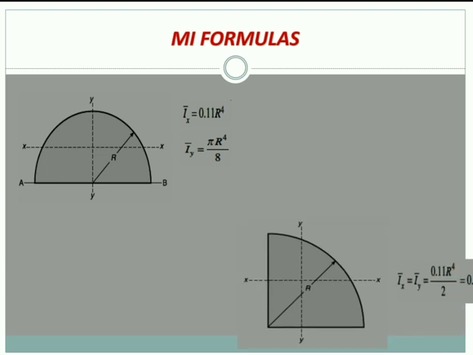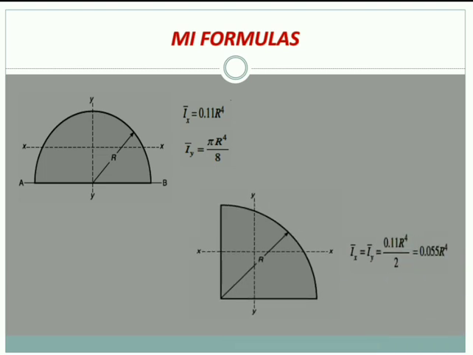Next, when we go for a quarter circle, Ix will be equal to Iy is equal to 0.11 r raised to 4 by 2. If we further simplify, we get it as 0.055 into r raised to 4. So we have to deal with 5 formulas, that is rectangle, triangle, circle, semicircle and quarter circle. These 5 formulas have to be effectively used to solve the examples.